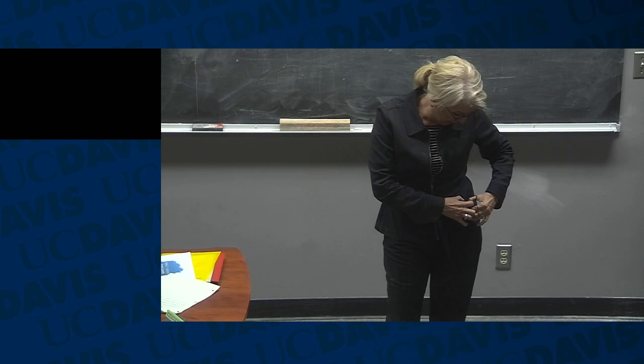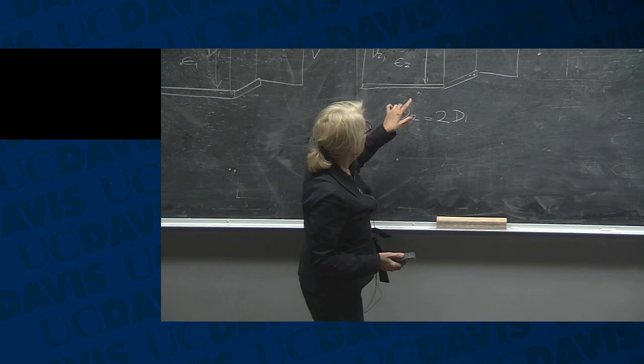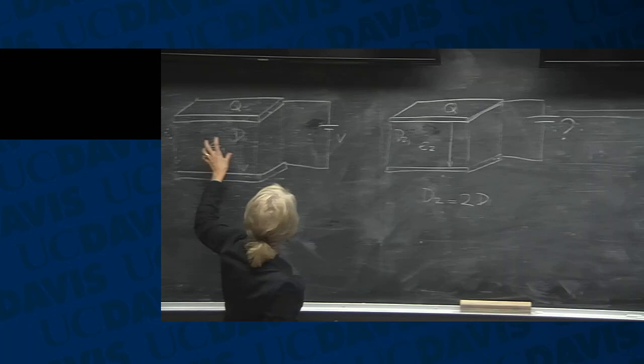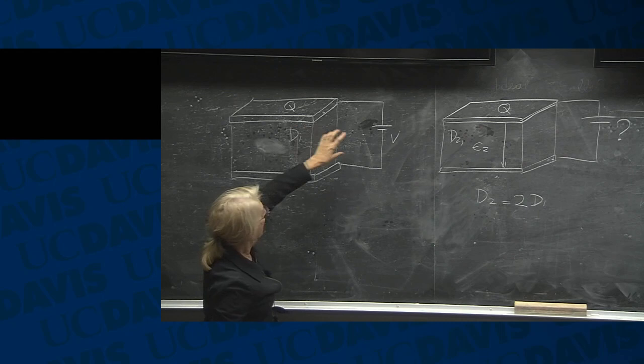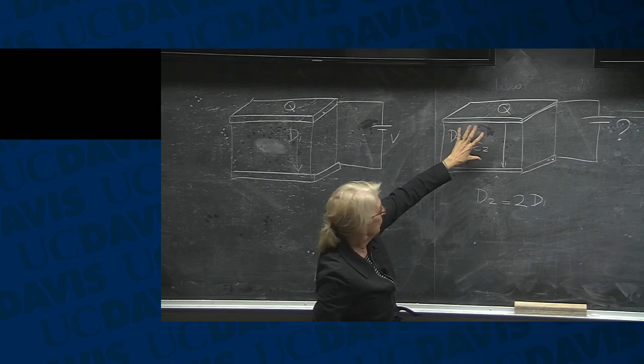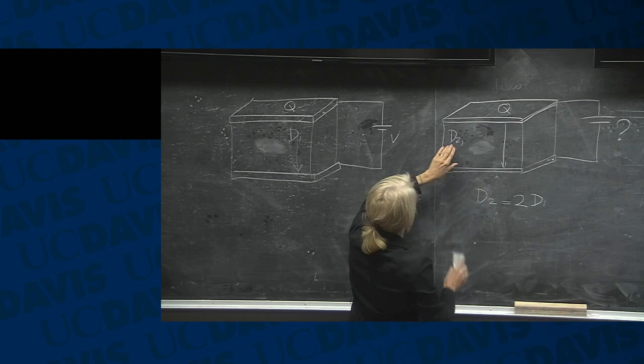I hope I made myself clear. The problem says the following. I tried to help you. The problem says that you have a dielectric, you have a D1, all right? For a moment, let's assume you measure a D1, which is the flux density. And then you know that your voltage is V. And then you change something in your problem. I suggested epsilon here, but you change something in your problem, so your D2 becomes twice as much as D1.